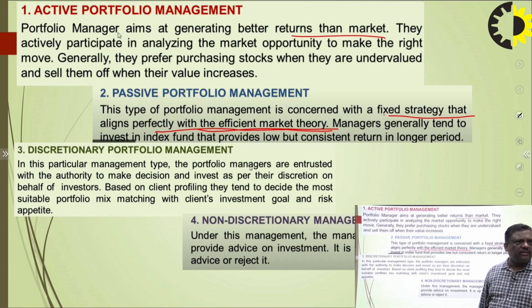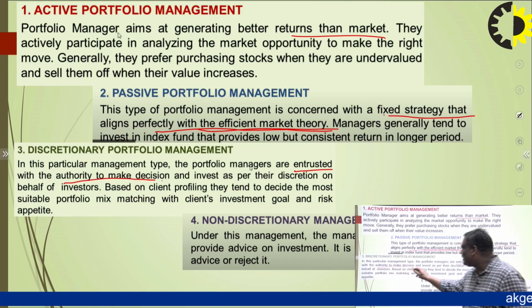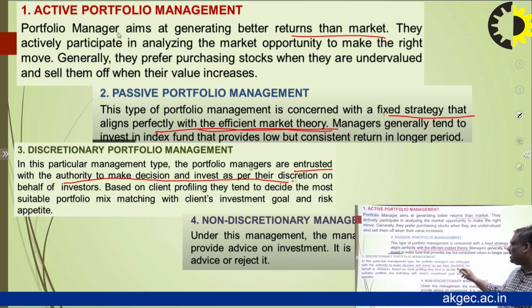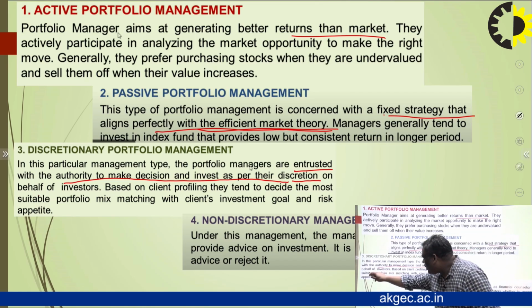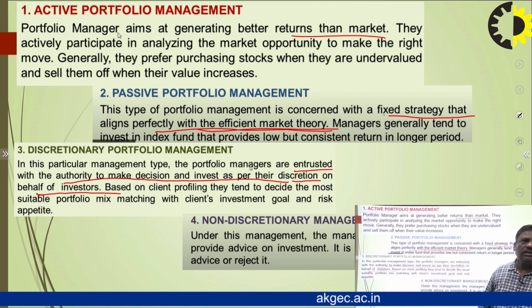The third one is discretionary portfolio. As the name suggests, the manager is entrusted with the authority to make decisions and invest at their discretion on behalf of investors. So this one is based on client profiling. Okay, the goal may be set as the risk. Here we can manage the risk also. So the portfolio mix matches the client's investment goal and risk management.